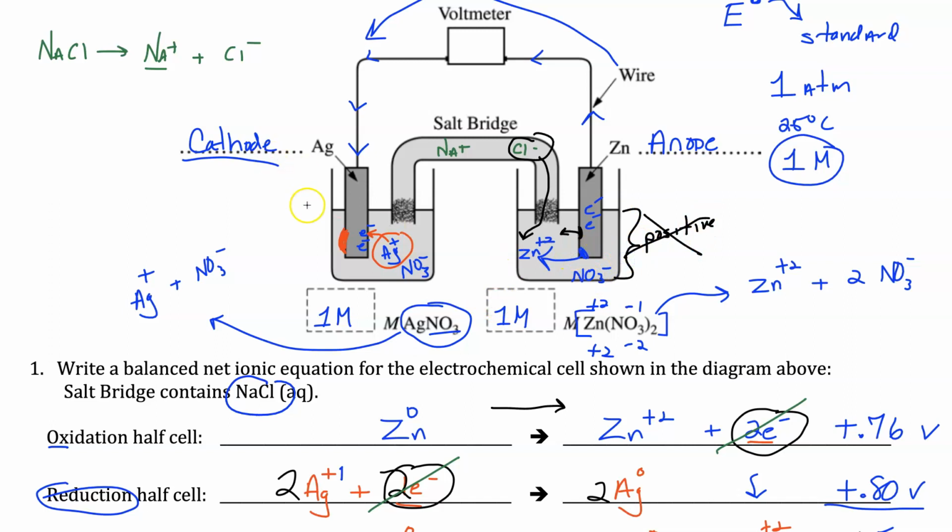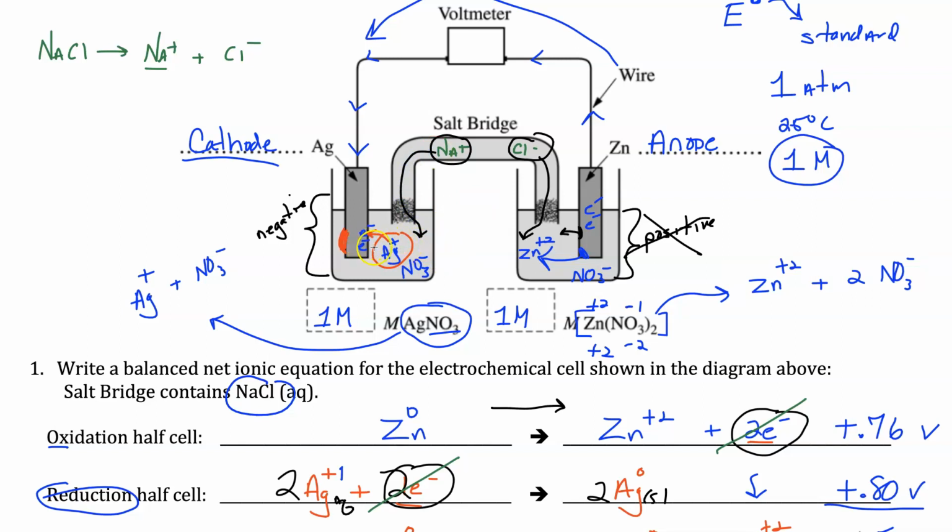What's happening in the reduction half cell? Well, the silver plus ions right here are gaining electrons and becoming silver 0. That means positive ions in the solution, remember these are aqueous, are becoming a solid. That means that you're losing positives. If you lose positives in your solution, this beaker is going to get negative. If it gets negative, how will electrons ever move towards something negative? They repel that.